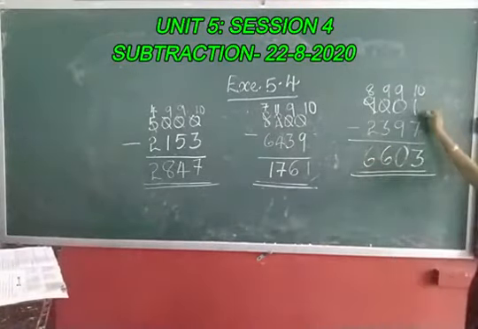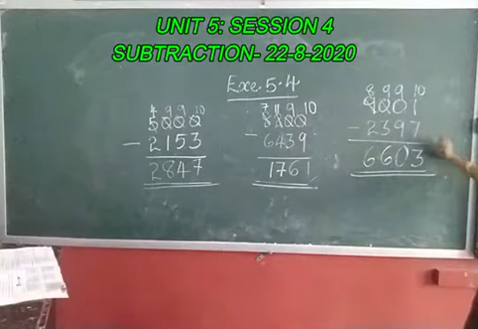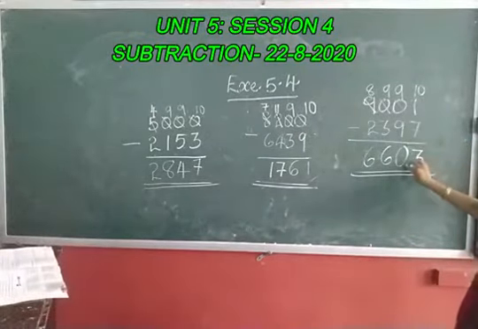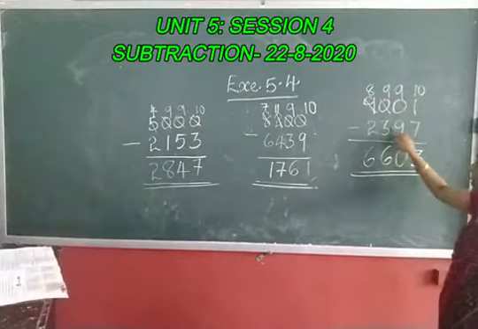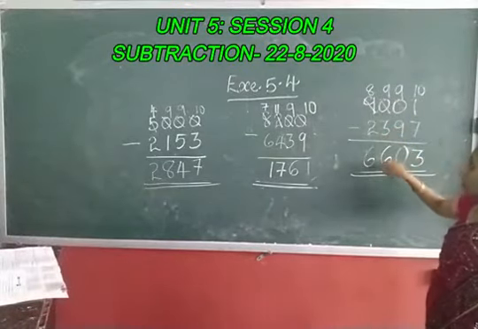Once again, 10 minus 7, 3. 9 minus 9, 0. 9 minus 3, 6. 8 minus 2, 6.